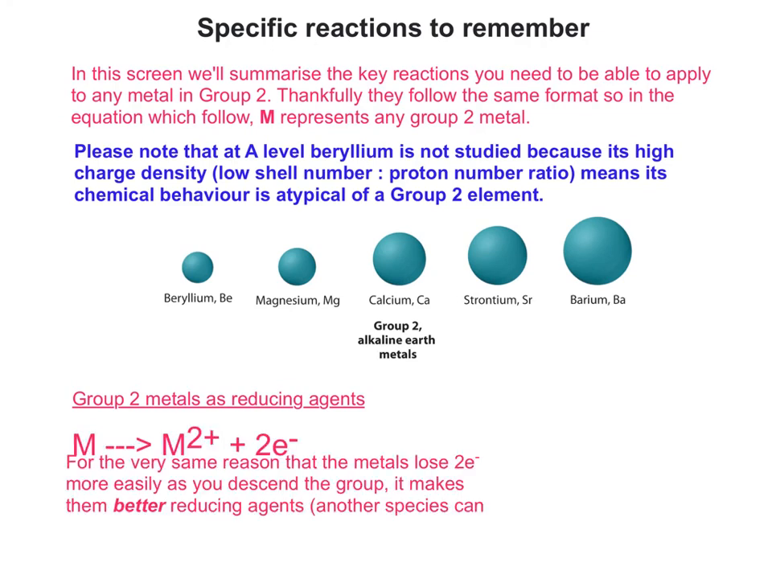And you probably also remember this equation that we talked about a few minutes ago. So for the same reason that metals lose 2 electrons more easily as you descend the group, it makes them better reducing agents, so therefore another species can gain the electrons. That species would then be reduced.